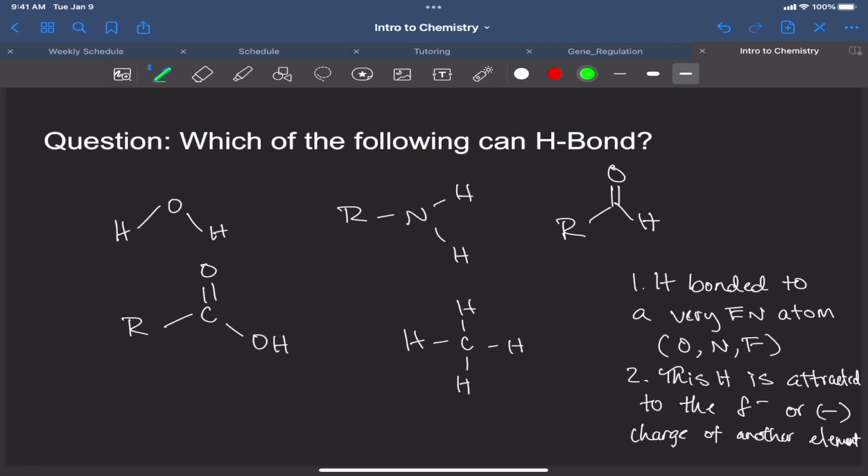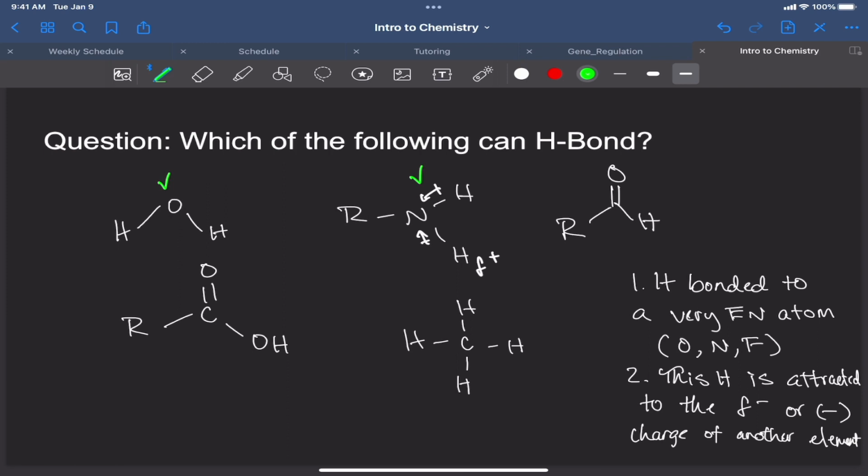So, can water form? Well, yes, we know it has delta negatives and delta positives. So, yes, it can. This amine, so NH2 bonded to R, that's an amine. We do actually have dipoles, right? So you have a delta positive H that will be able to H bond.